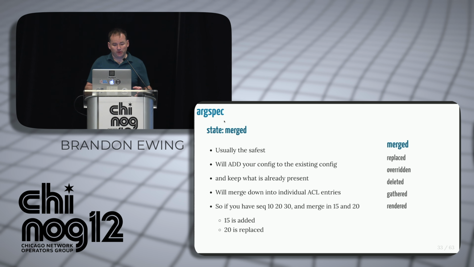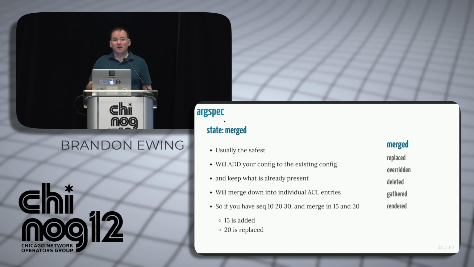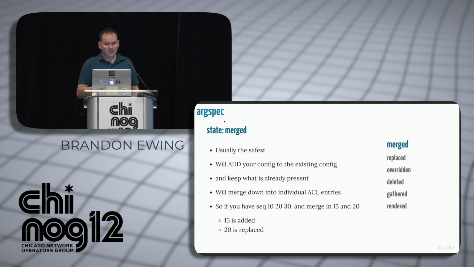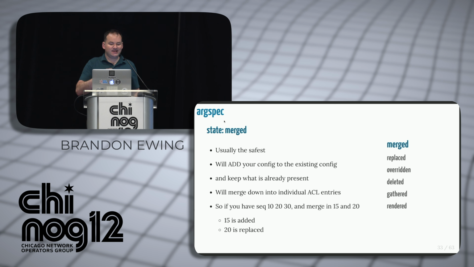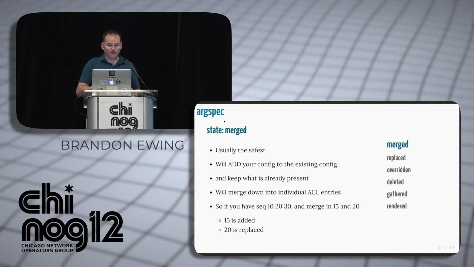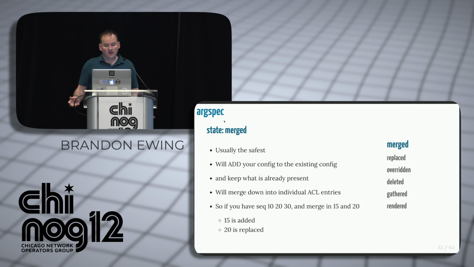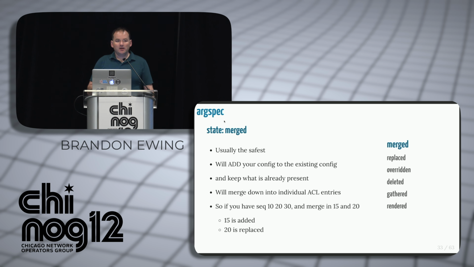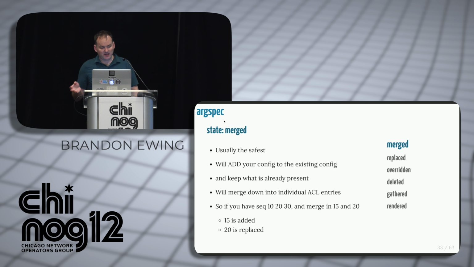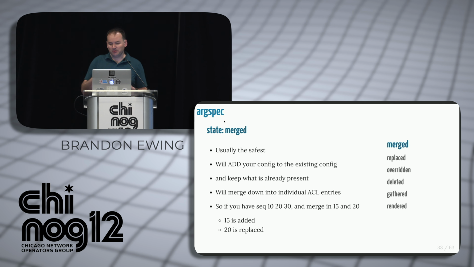So the first state is merged. It is usually the safest state. It will try to never remove anything from the device it doesn't have to. It will add to existing config and keep what is already present in there. It can even do this on individual ACL entries. So if you have an ACL that has sequence 10, 20, and 30, and you have a module that's trying to merge in 15 and 20 as part of an individual play, it'll add 15 and replace 20.